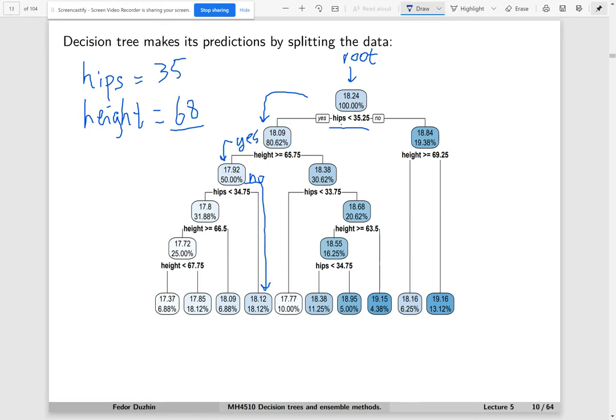And here we came to the end, right? So these nodes are those nodes where the tree makes its prediction. They are sometimes called leaves, or sometimes they're called terminal nodes.